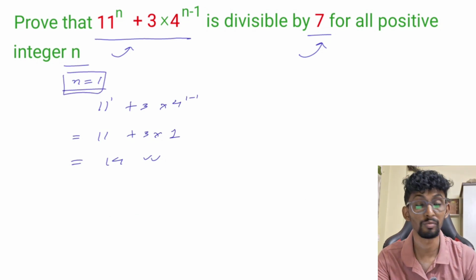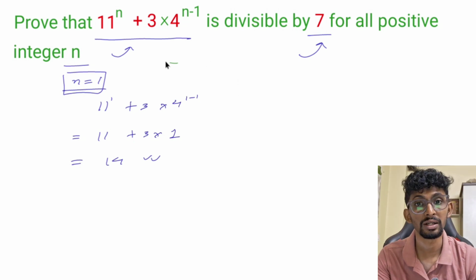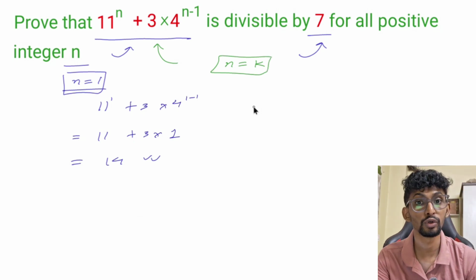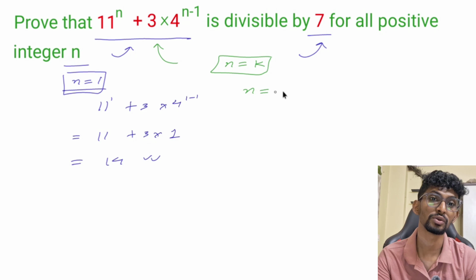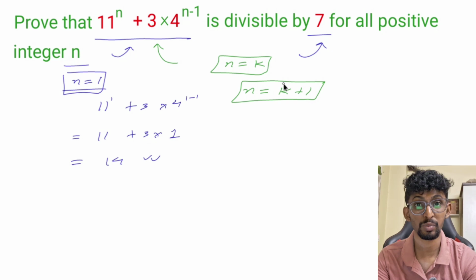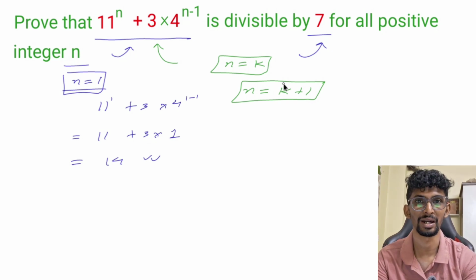Now next, the main part of the solution. We will take the statement is true for n equals k. Then we will try to prove the statement is also true for n equals k plus 1. If we can prove this, we can say the expression is divisible by 7. So let's do this main part.